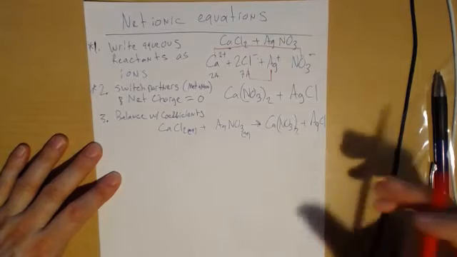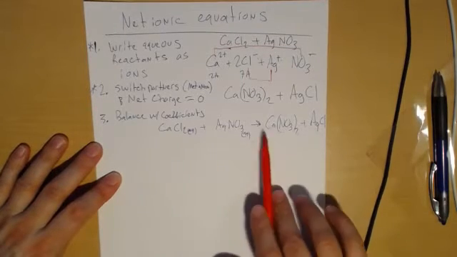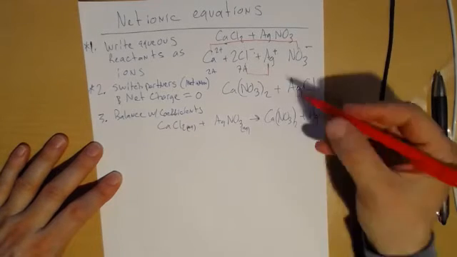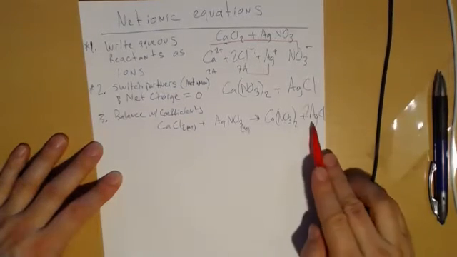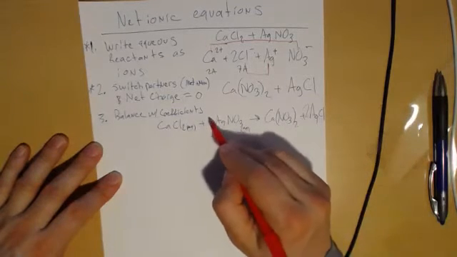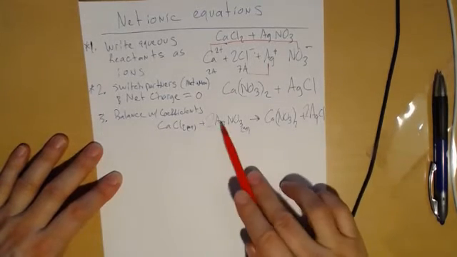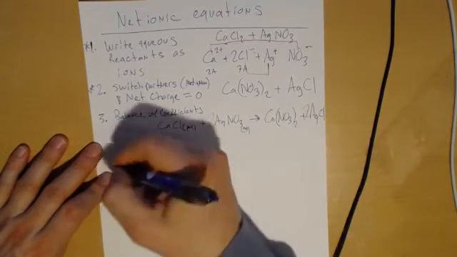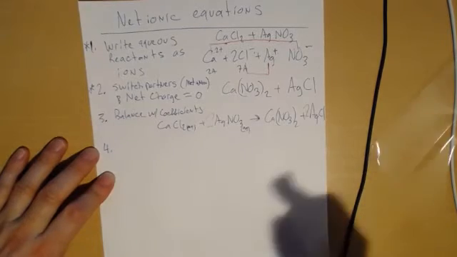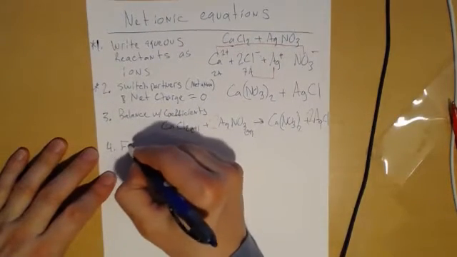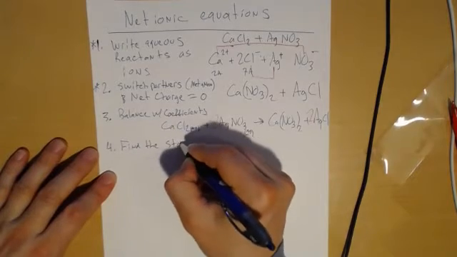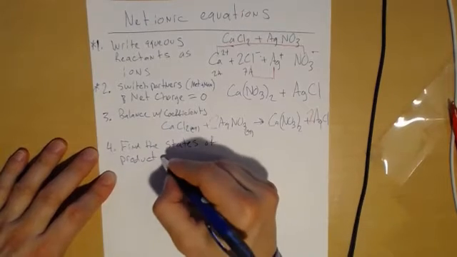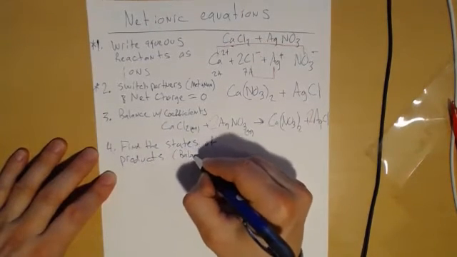So we're going to balance. And it looks like, well, the metals are balanced. Calcium 1, 1, silver 1, 1. I have 2 chlorides here and 1 chloride there, so I'll put a 2. And when I do that, now I have 2 silvers, so I'll put a 2 over here. And now that gives me 2 nitrates. So now I have a balanced equation. Next I'm going to find the states of the products.